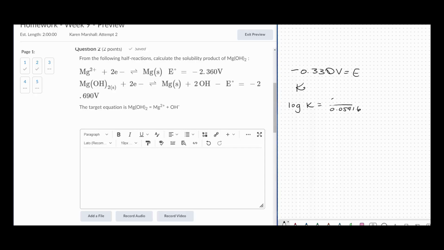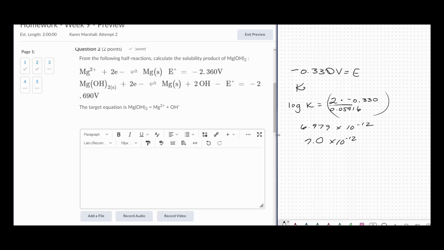So now that I have the E, we can fill this in. And the n here is 2, because we're trading 2 electrons. The E is what I calculated, negative 0.330. So in order to find the K, I take the antilog, which is 10 to this as my exponent. And when I do that, the value I get is 6.979 times 10 to the negative 12. If you're going to round this, it would actually be rounded to 7.0 times 10 to the negative 12.